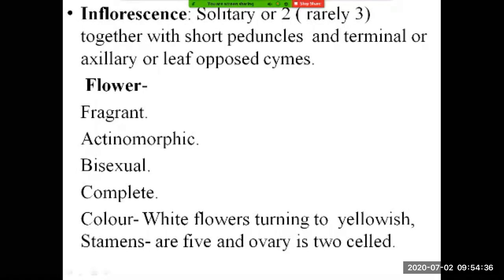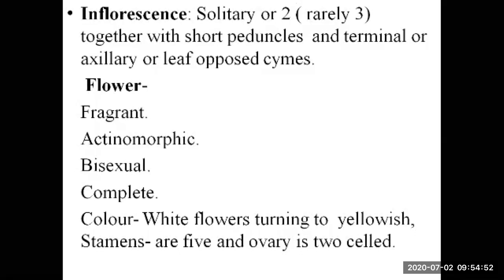If the 3 flowers or 2 flowers are there, they develop from the axillary region, so then you can say it's cyme inflorescence. If it is solitary, then no need to tell about the inflorescence. Flowers are solitary, single. Next we'll move to the individual flowers.